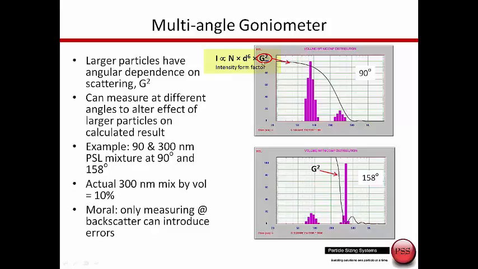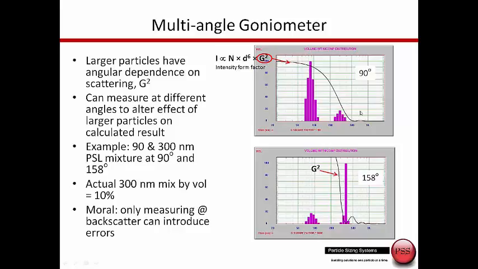The data I'm going to show on this slide is a mixture of 90 and 300 nanometer polystyrene latex samples. We measure them at 90 degrees, and here closer to backscatter at 158 degrees. You see the size distribution, and then the black line is this plot of g squared, which helps us understand the form factor. As you see in the upper result, the form factor has a minima at 500 here. And when you hit a minima with the intensity form factor, then there could be an error in the calculation of the size distribution, especially when we're converting it to a volume distribution.